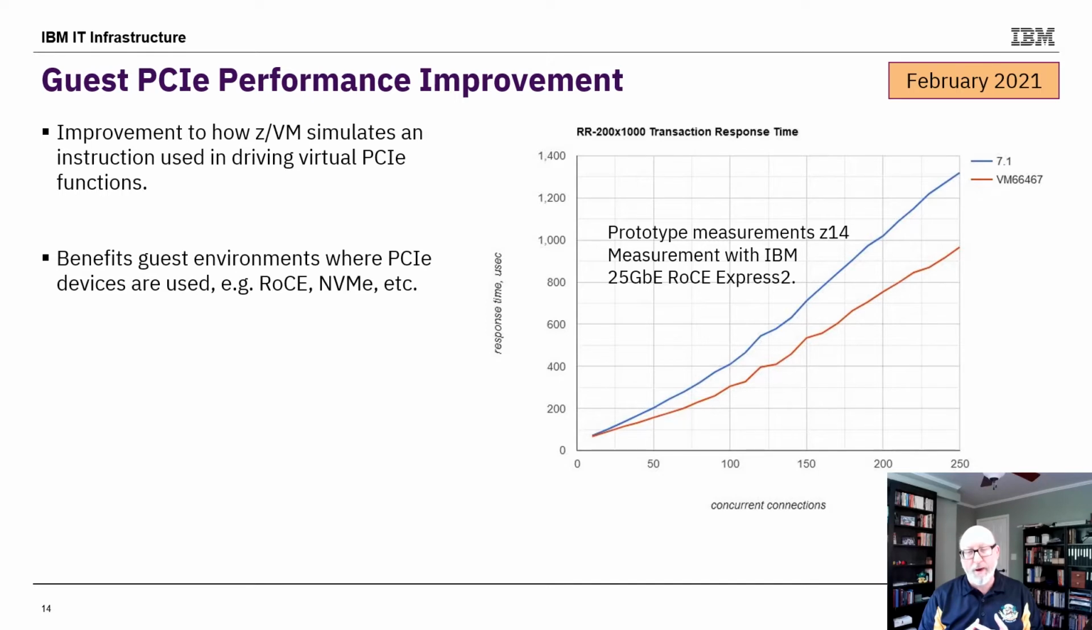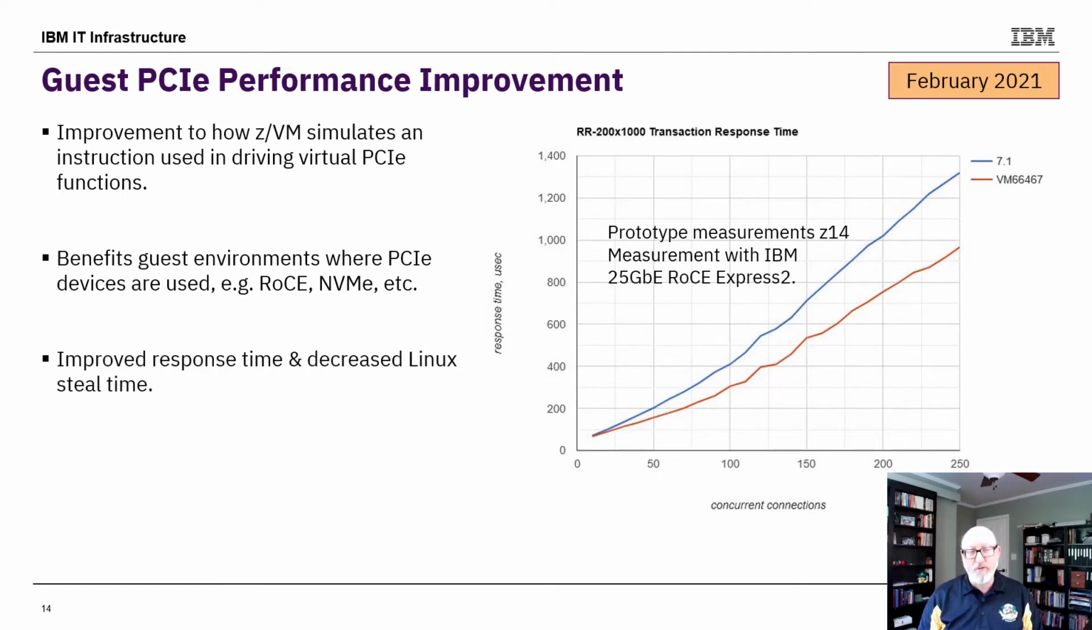And as you see here, the graph talks about the number of concurrent connections. In this case, we're talking about a RoCE Express 2 environment, and the response time that we're getting. Now, we know that as we put more and more load on something, often we'll get increases in service time, or response time. In this case, you see the improvement, shown by the red line there with VM66467, which is the APAR for this enhancement. You see some very nice savings there, and they improve as we put more load on the system. So kind of a nice thing from a scaling perspective.